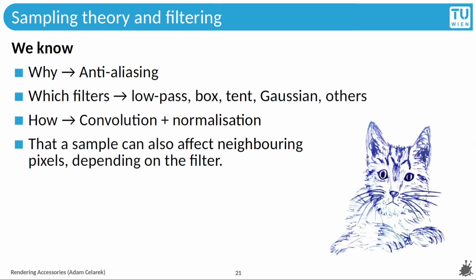Alright, we learned that filtering fixes aliasing problems. Low-pass filters are used and the process includes convolution and normalization. Most filters are larger than a single pixel, and so most samples affect more than a single pixel.